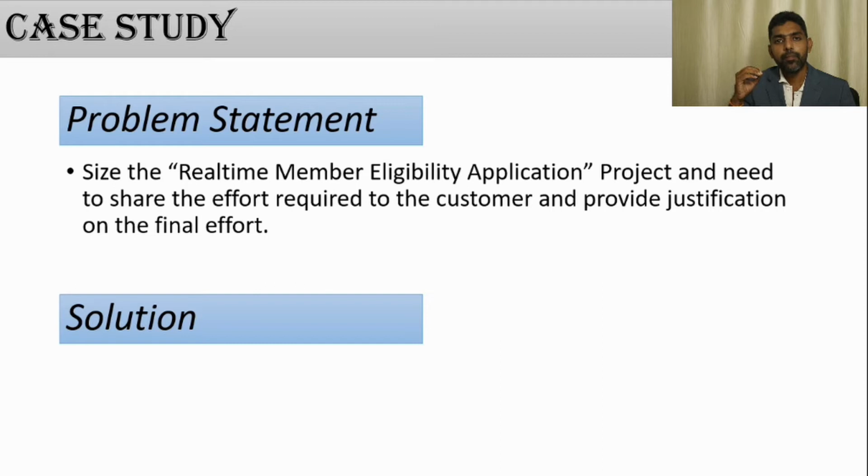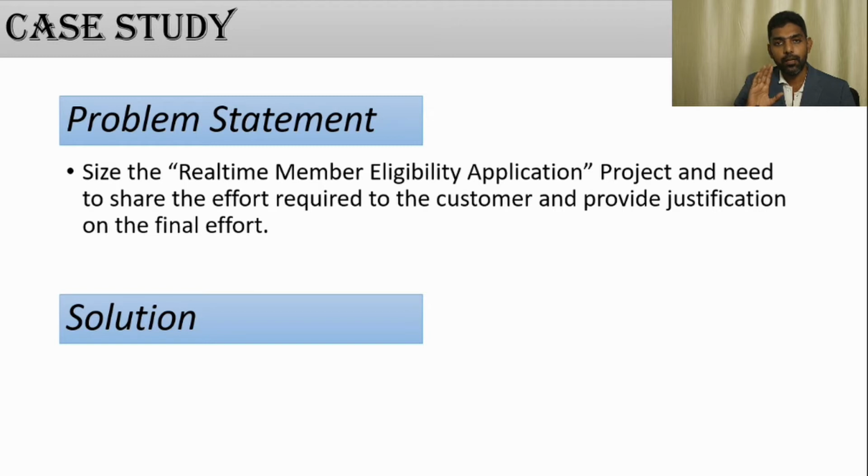Member eligibility application. I can say that when you go to the hospital, you want to know the eligibility of your medical coverage by insurance company. So the hospital staff basically submits a request. The request goes to the insurance company, and you get a response back stating whether you are eligible for a coverage or not. Very simple.